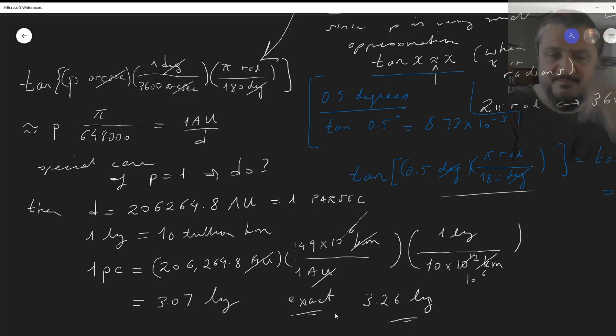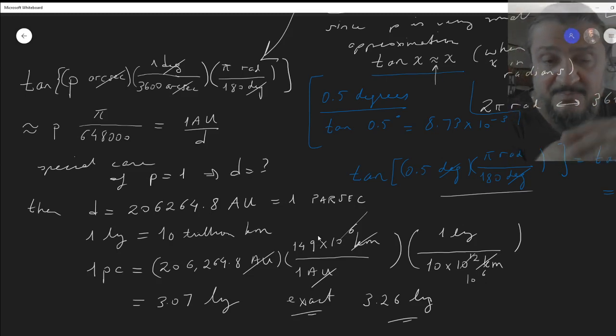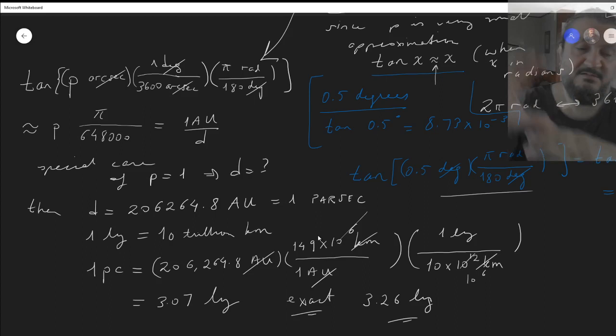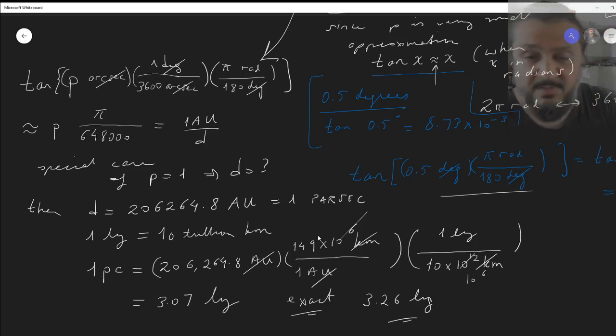Now, why is it a little bit different from what I did? That's because I used the astronomical unit as 149 million kilometers. It's not exact, okay? The definition, if you look it up, is actually a bit more than that. So that's why my parsec was a little bit shorter than the actual parsec, okay? So roughly three, okay? Three light years is one parsec.